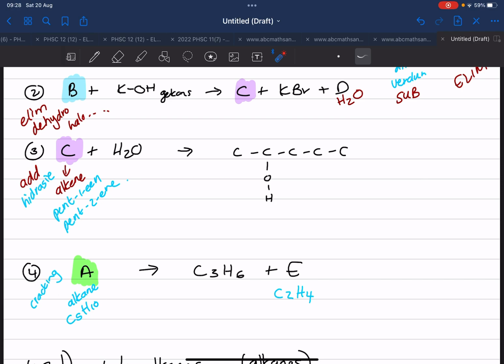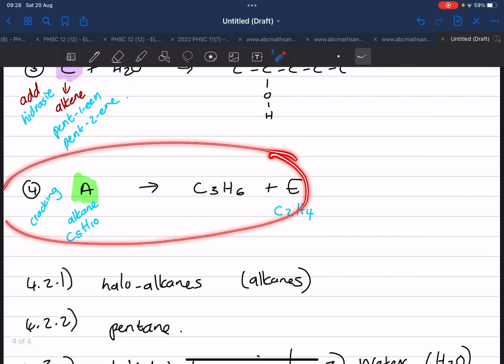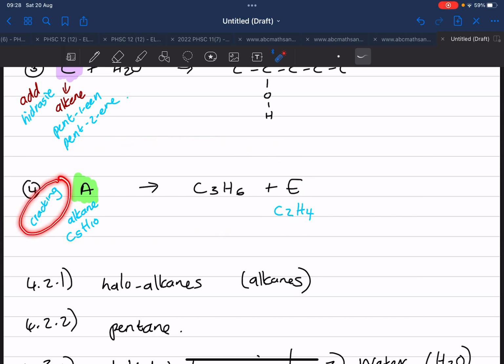Then they say consider reaction 4. Then they ask what type of reaction is this? So this is a cracking reaction. You do thermal cracking. There's another type of cracking, but we don't do the other cracking in CAPS. So this is thermal cracking. You need high temperatures and high pressures.